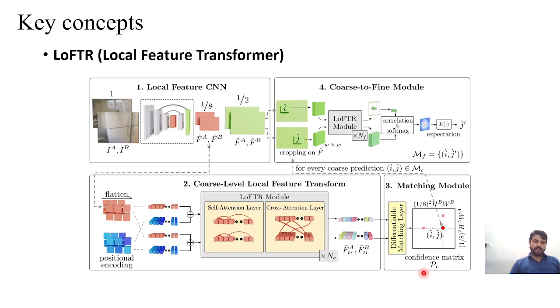For example, if the match is found at the pixel 100,100, then in the fine level module we crop the patches around 100,100. Then in the coarse to fine module, the cropped or the fine features are passed to the LOFTR module and found the correlation, and we apply the softmax on the output, and we will get the expectation.